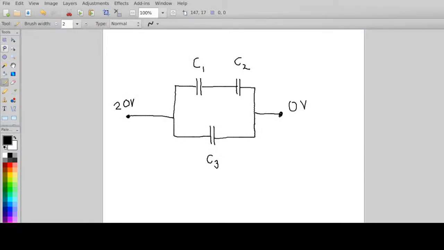Okay, so there you go, and now we can start to write in the numbers here. C1 I said was, what did I say it was? Was 10. So this one's 10 microfarads. Okay. C2 was 30 microfarads. All right. And C3 was 2.5 microfarads. Okay, like that. All right.